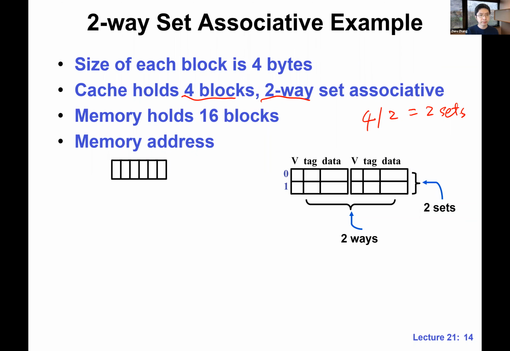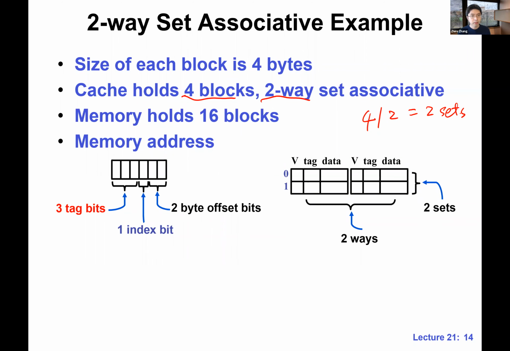Given this information, we can clearly tell how many bits we have. For the byte offset, that's just 2 bits, since it's 4 bytes per block. How many index bits do we need in this case? It's a 6-bit memory address. Just 1 bit, since we have 2 sets, to index the cache set. And the rest is the tag. Tag plus index form the memory block address.